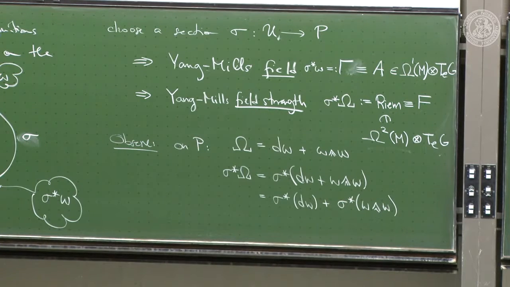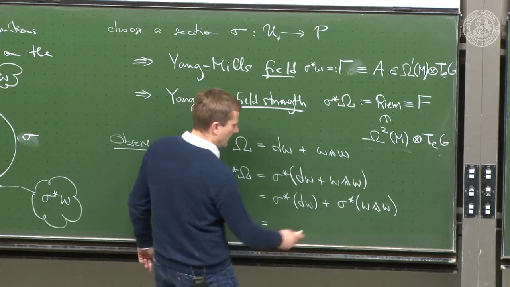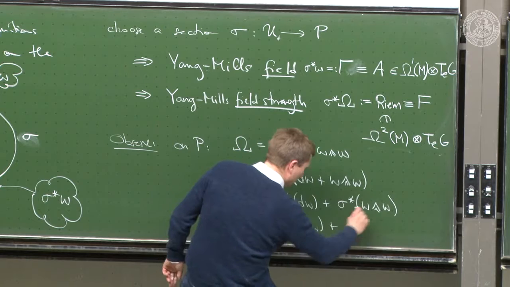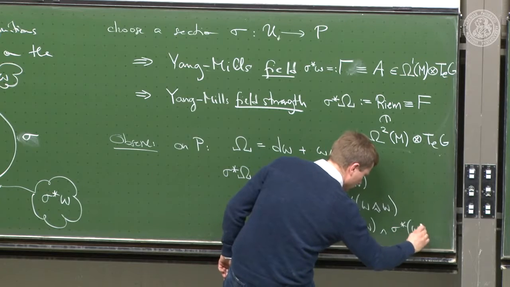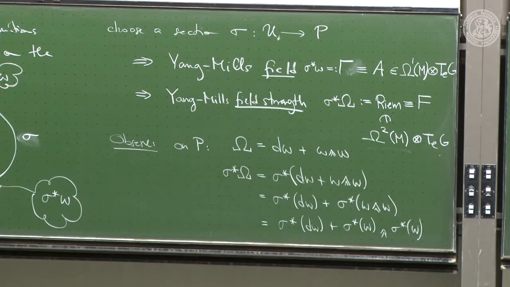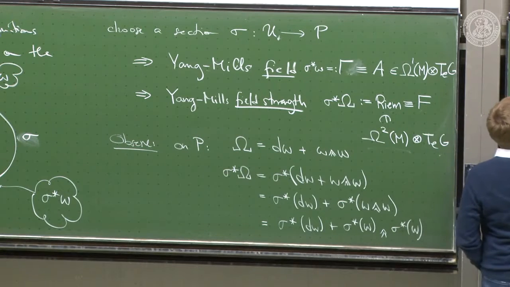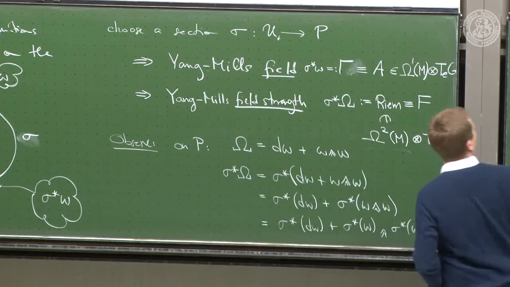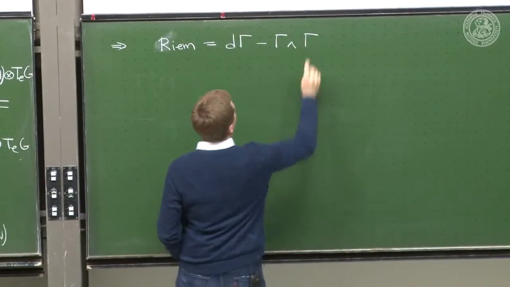Okay? But you will now also see that it also distributes over this wedge. So what you get in total, you get that, for instance, in differential geometry, the field strength, that's this guy, is the d gamma minus gamma wedge gamma.